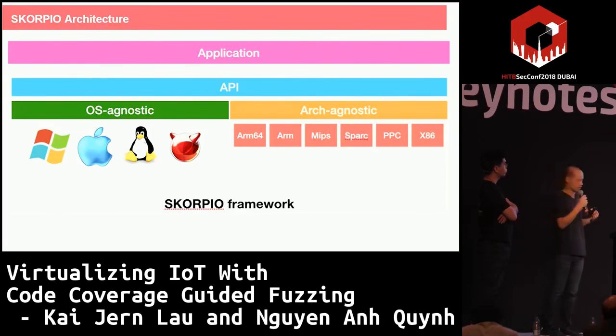implementing some middle level layer to hide away all the details of the platforms and the CPUs. So the operating systems and the CPUs come into the framework as plugins. This is how we build and support many OSes and many CPUs.